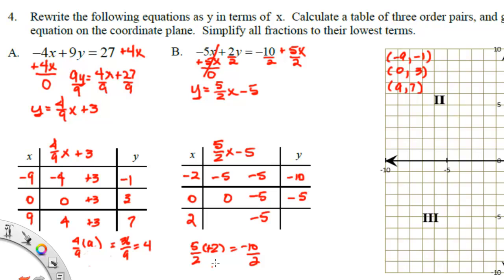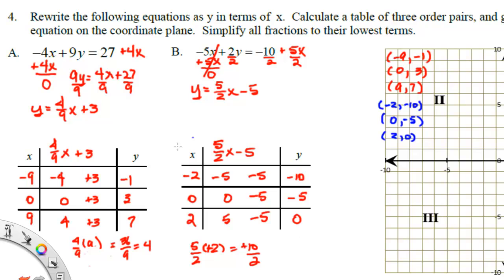And now I'm going to put a positive 2 in here. Well, if I put a positive 2 in there, that's going to change that to a positive 10. That will make that a 5. So 5 minus 5 is 0. So our ordered pair for B, write this right here, would be a negative 2 and a negative 10. Would be 0 and a negative 5. And would be 2 and 0.